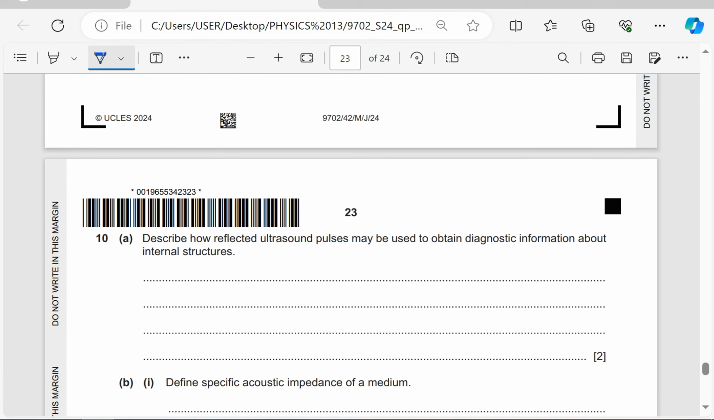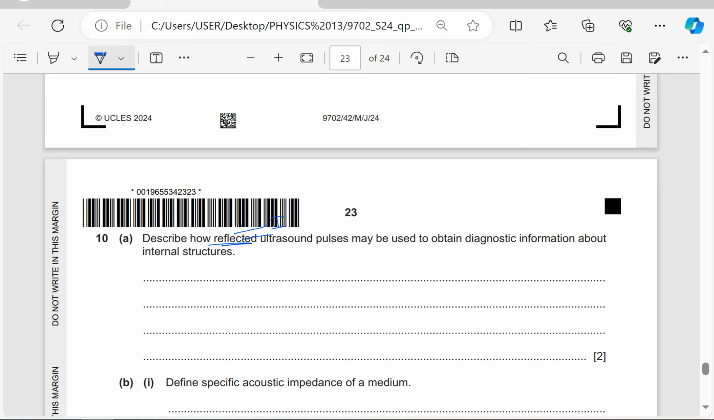Oh, it's actually medical physics. Describe how reflected ultrasound pulses may be used to obtain diagnostic information about internal structures. Remember, the reflected pulse has two features. One, we look at the intensity, and two, we look at the time delay. The intensity gives us information about the nature of the boundary, and the time delay gives us information about how deep the boundary is from the surface.